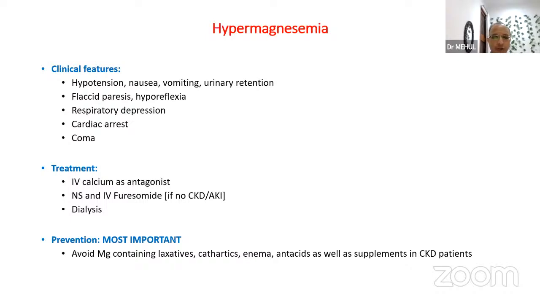The point I would like to share over here is that the prevention of hypermagnesemia is more important, and hence we should avoid magnesium-containing laxatives, cathartics, enemas, and antacids, as well as supplements in children who have got chronic kidney disease or acute kidney injury.